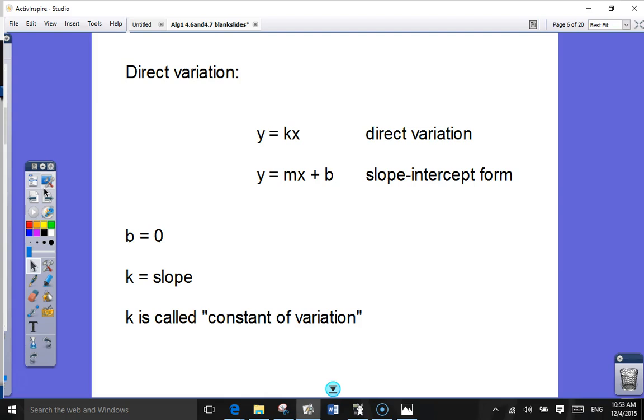I don't know how much we do other variations in this class. I think we probably do inverse variations. We go way deeper into this in Algebra 2. But in any kind of variation problem, there's always a k, and the k is the constant of variation. Sometimes they're going to ask you to solve for the constant of variation, and you're supposed to know what that means. So direct variation is a linear function where the y-intercept is 0, and instead of using m for slope, we'll use k for slope.